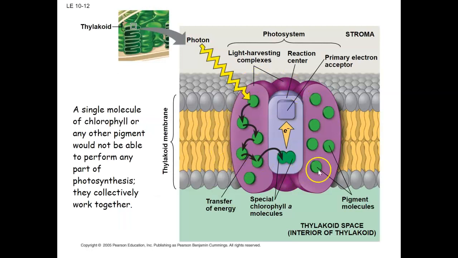So again, here shows you a photosystem, and here's those special chlorophyll A molecules in the reaction center. Here's our accessory pigments. They have to work collectively together. Neither of them can work on their own. Again, they do have to work together to be able to perform the reactions of photosynthesis.